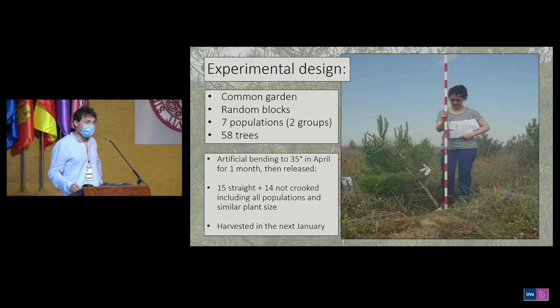After 9 years of the common garden, we applied an artificial bending to half of these trees, so 29 trees. The artificial bending lasted 1 month, and then we released it. After 9 months from the release, we harvested the trees.